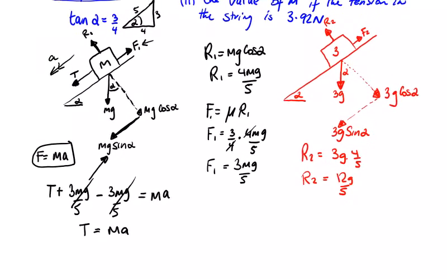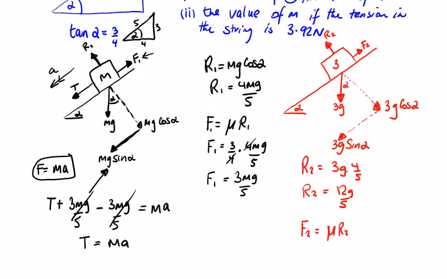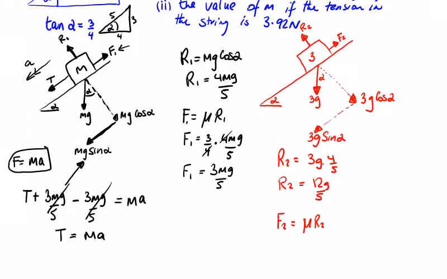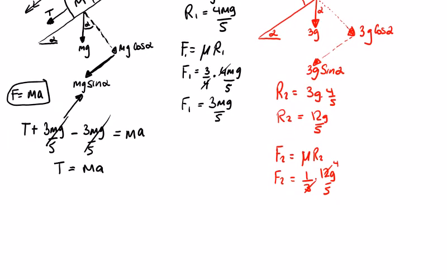If we work with F2, it is equal to mu R2. What was mu for this one? 1/3. So F2 is equal to 1/3 of R2, 1/3 of 12g over 5. So we're going to get 4g over 5. F2 is 4g over 5.